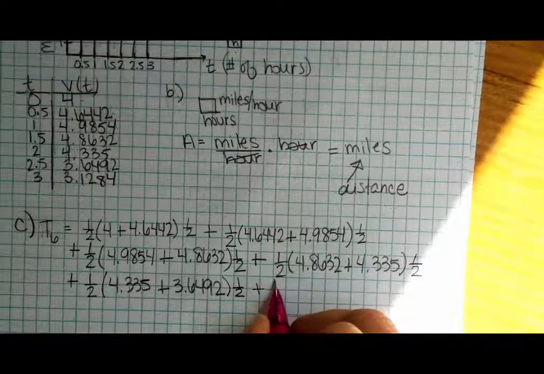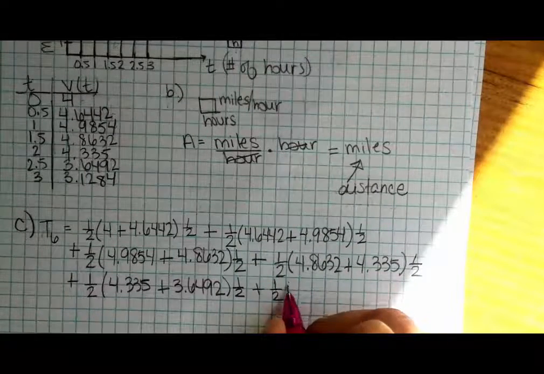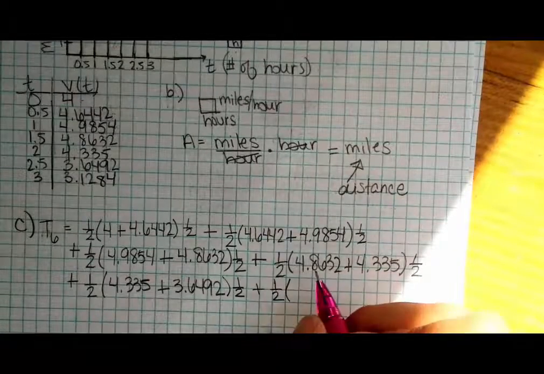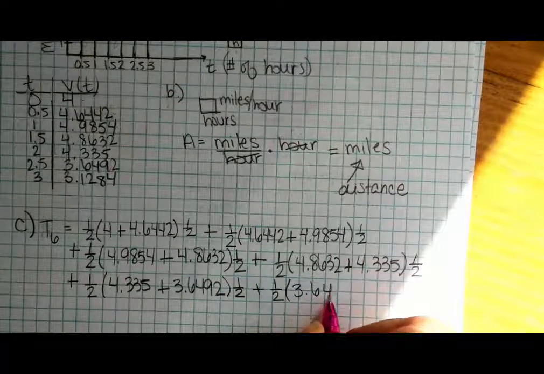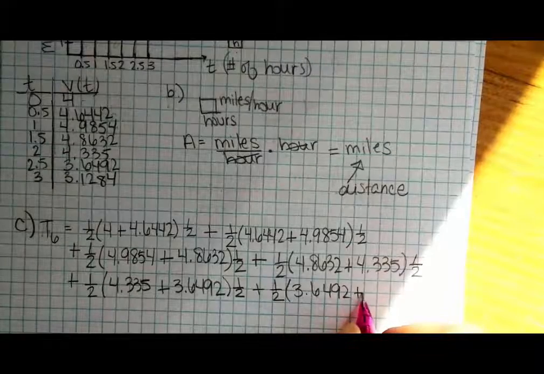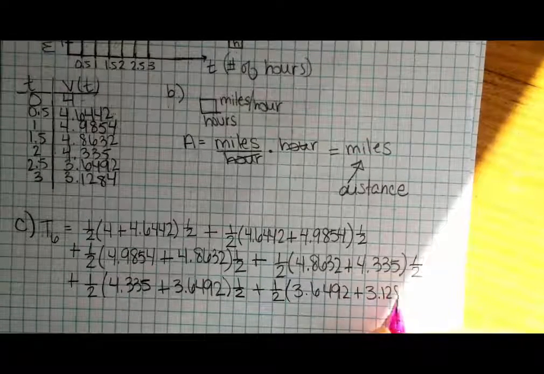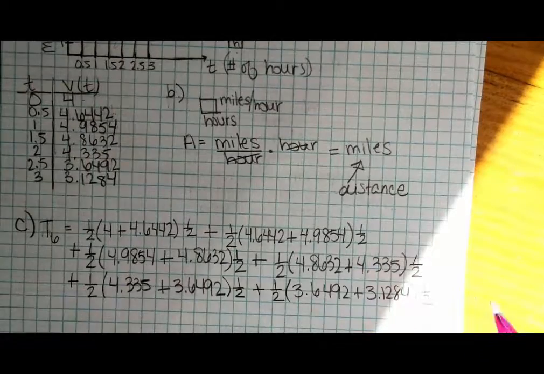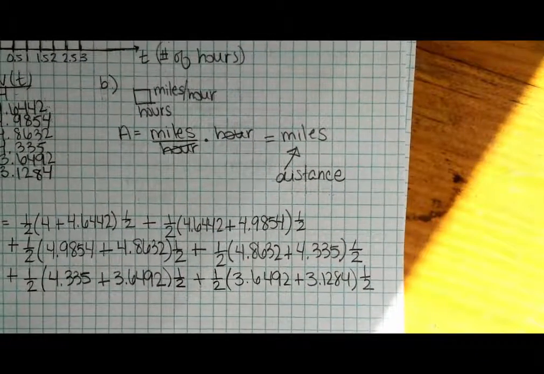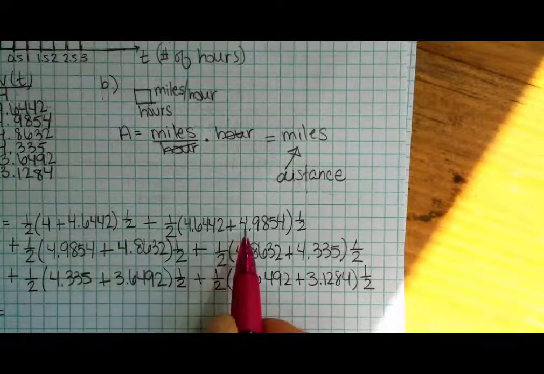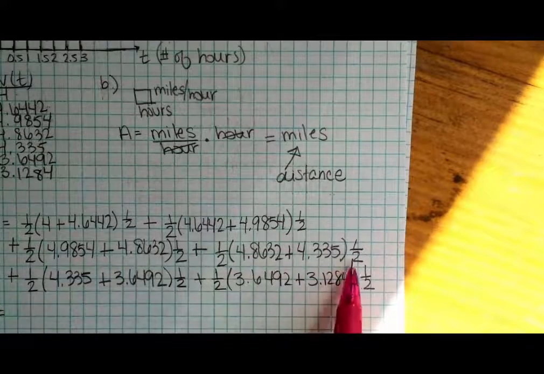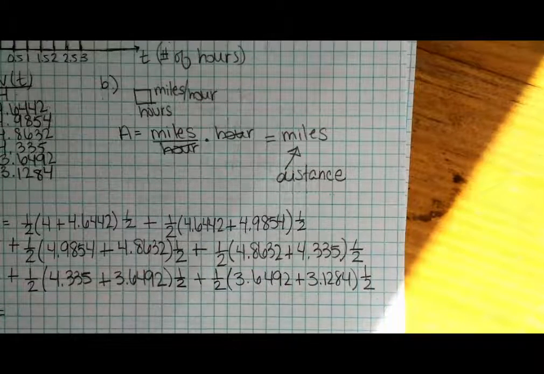Okay, so I'm going to continue on. 1/2 times 3.6492 plus 3.1284 times another 1/2. So hopefully you're seeing that every single term here has 2 halves in it, right? So 1/2 and 1/2, well, that's really 1/4.